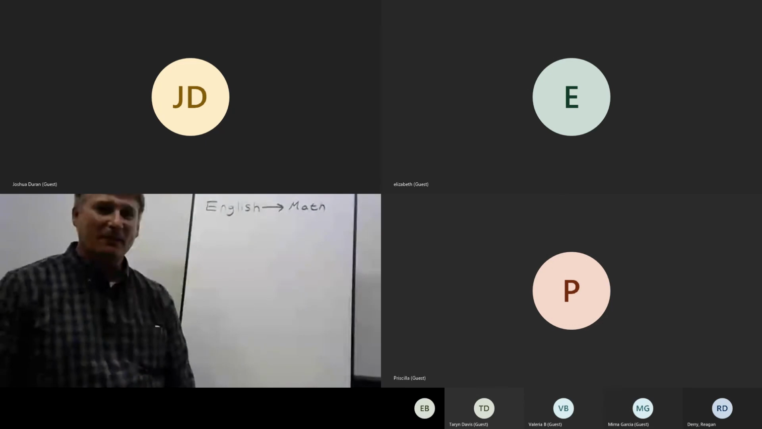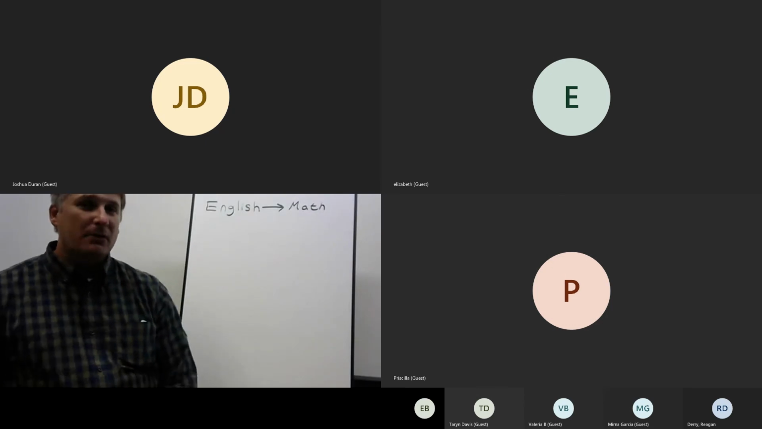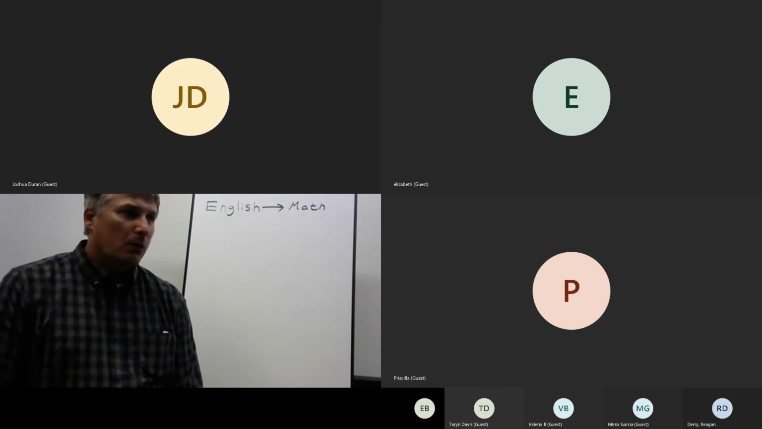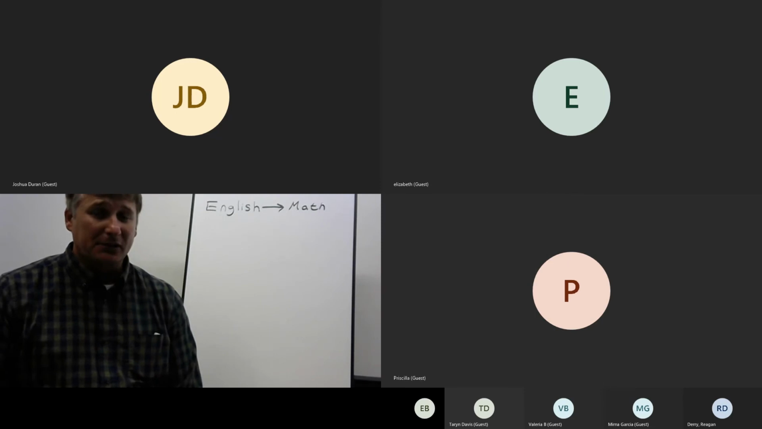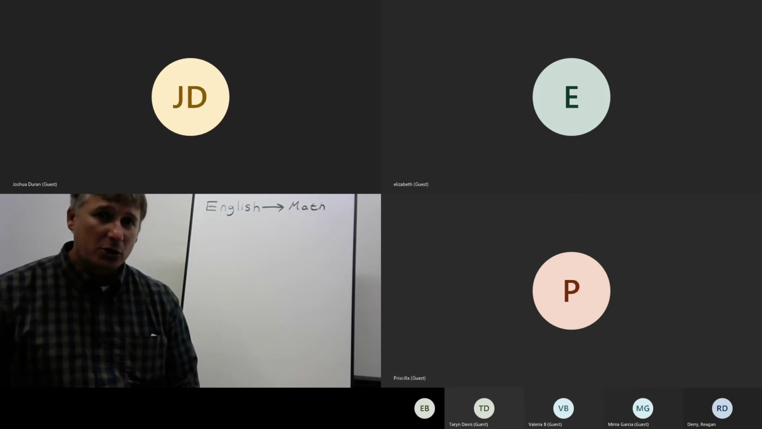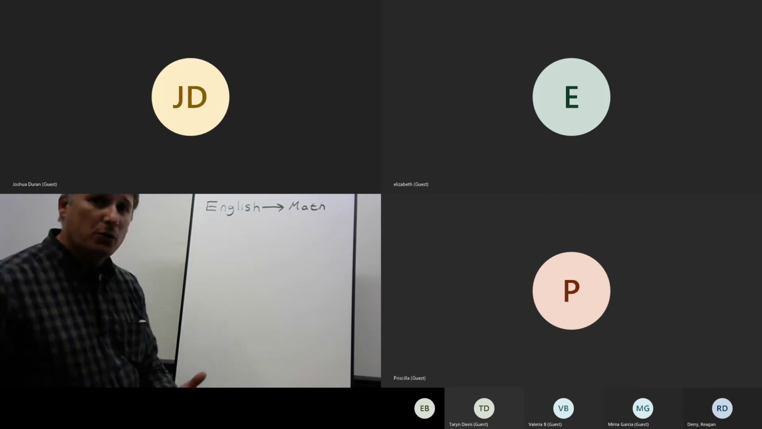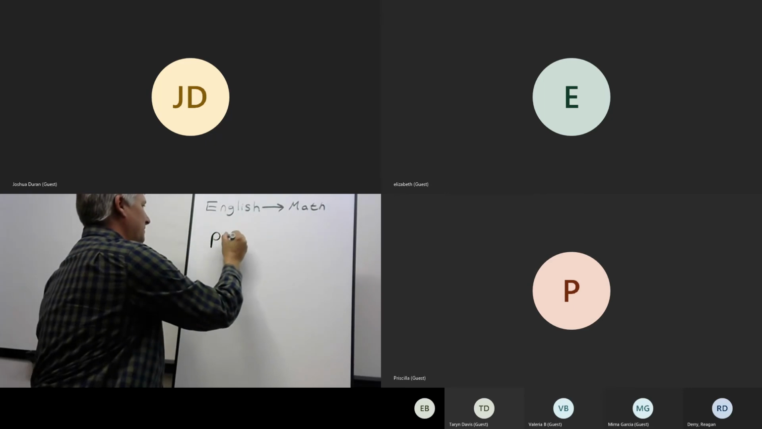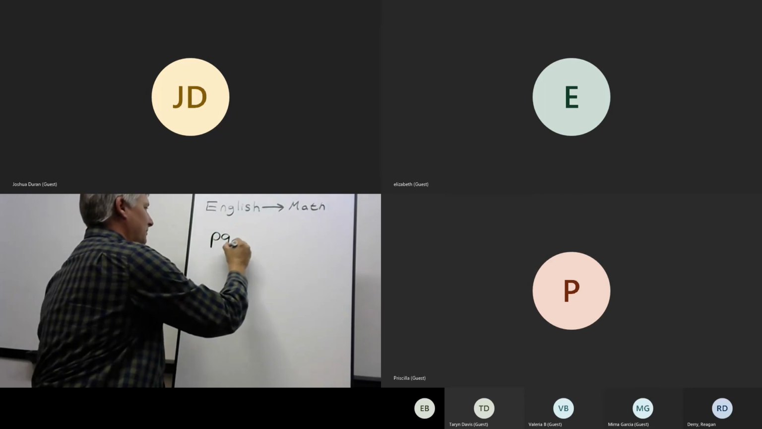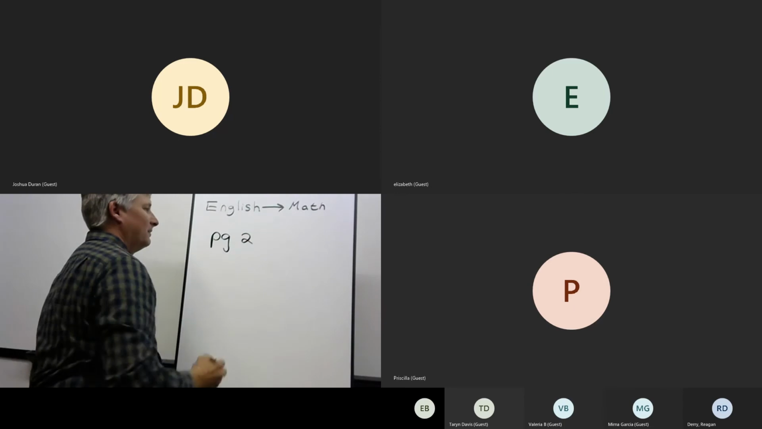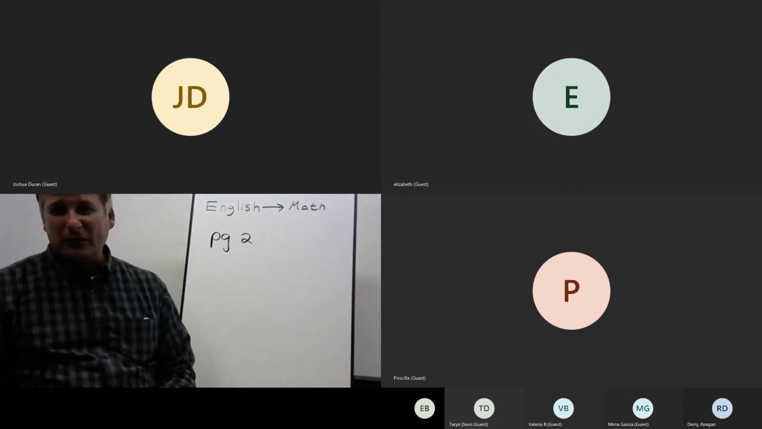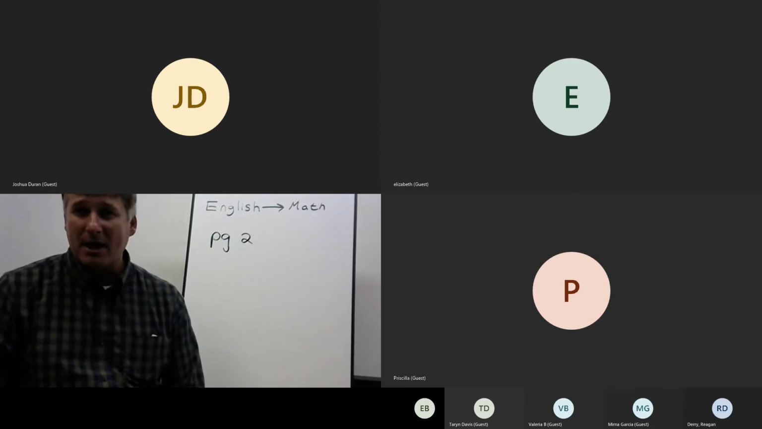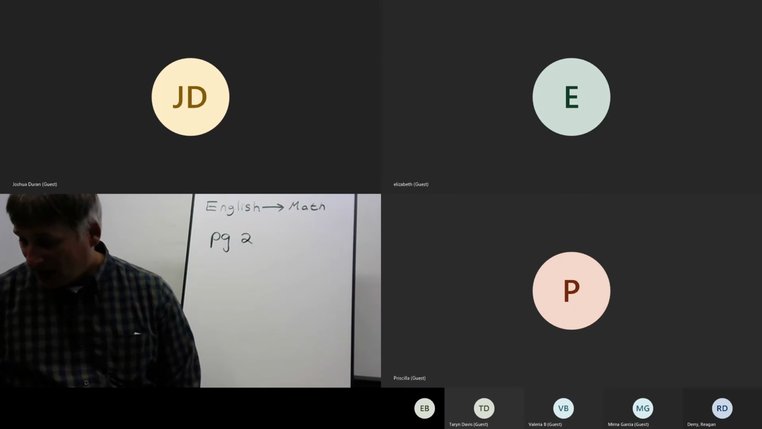Okay, we're rolling. So what's going to happen in the first part of this section? We're going to talk about converting English into mathematics. And a good place to look for that is page 2 of your textbook. There's a listing of words in English and how they translate into math on that page.